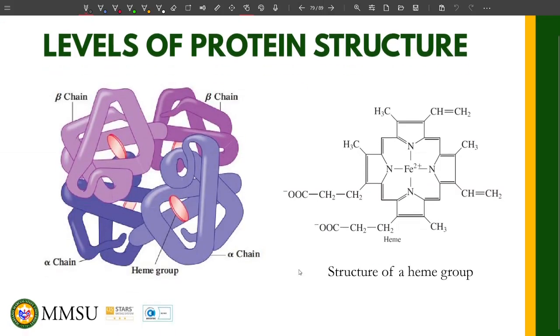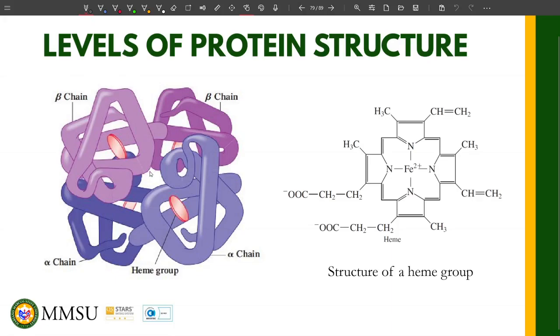Tapos, ito naman sa globular proteins. Ito yung sa hemoglobin. Si hemoglobin is a tetramer. It contains 4 peptide chains. So, 2 of the peptide chains are alpha helix, and then the other 2 are beta helix. And remember, globular proteins contain several types of secondary structures. So, may alpha and meron siyang beta chain.